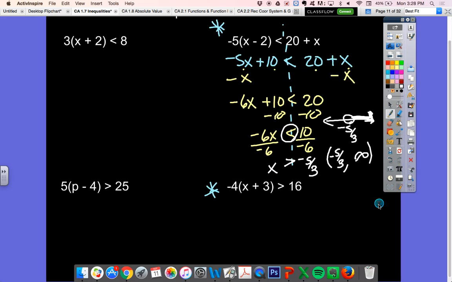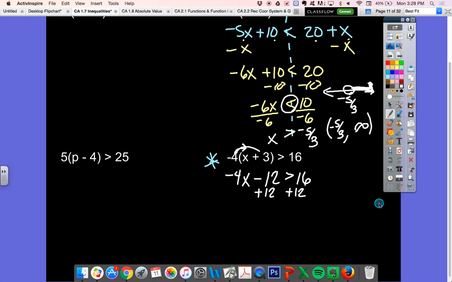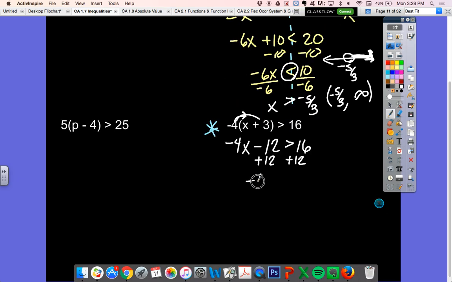We could do another one, I reckon. If you distribute this, negative 4x, negative 12, greater than 16. There's no terms to combine, but you're going to move your 12 over. And again, you can show as many steps as you need to or you feel comfortable with.